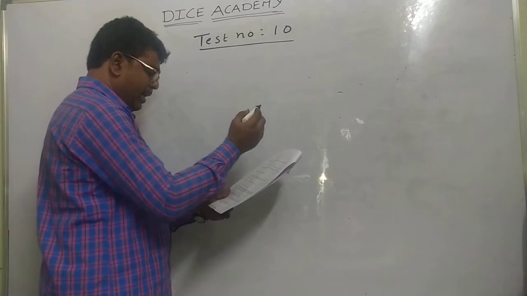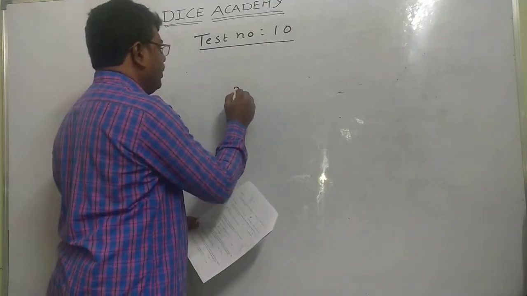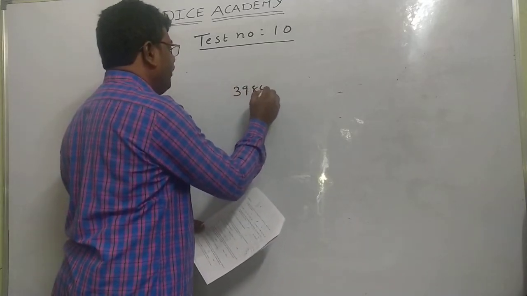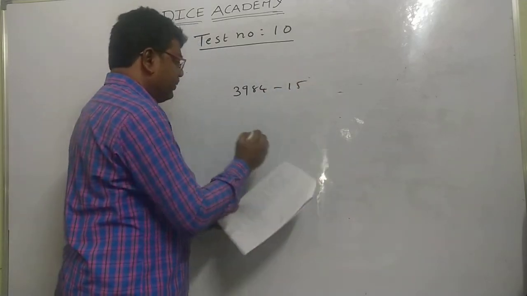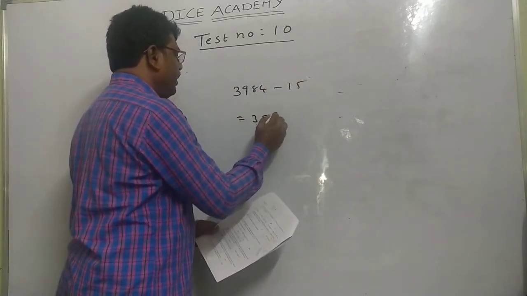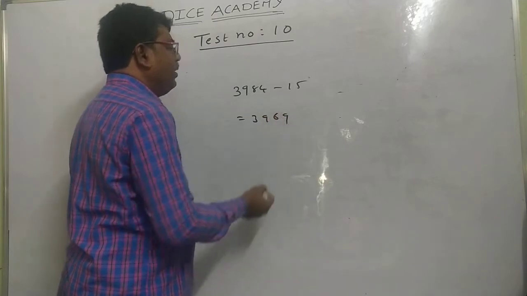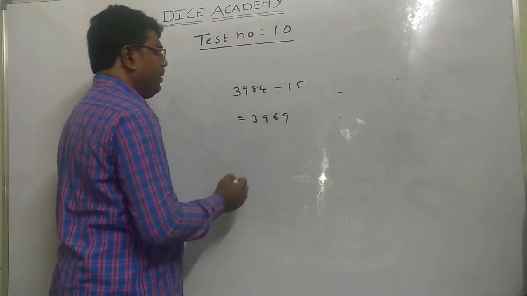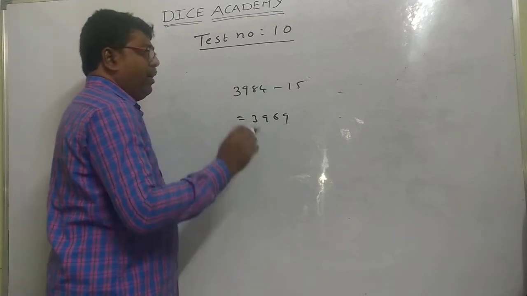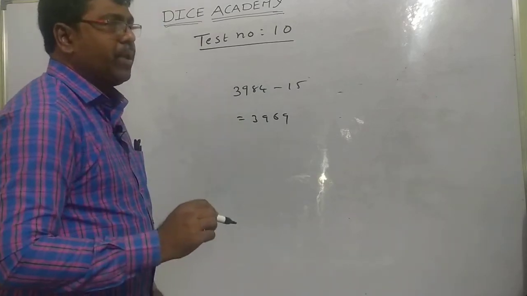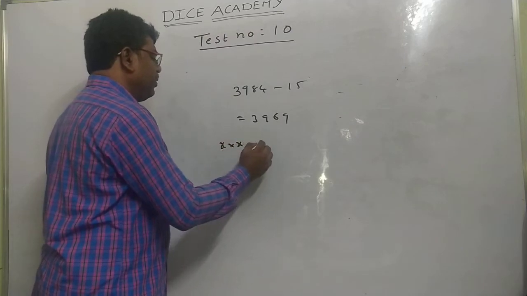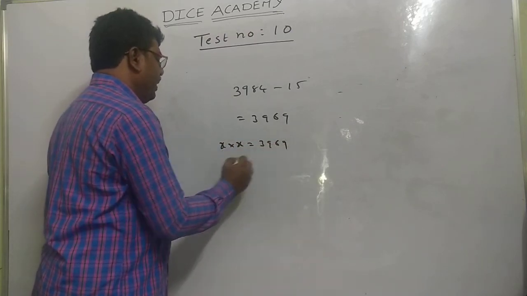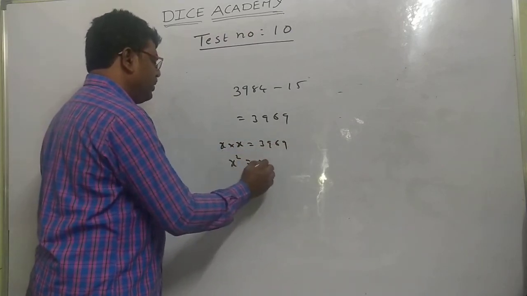First of all, he has taken total plants as 3984, but he left 15 plants. So subtract these 15 plants, and you will get the required answer as 3969. In a square the number of rows is equal to number of columns, so that is x into x is equal to 3969. X square is equal to 3969.